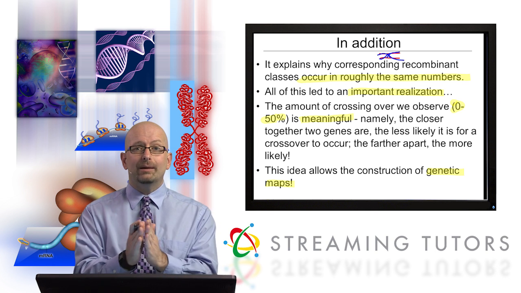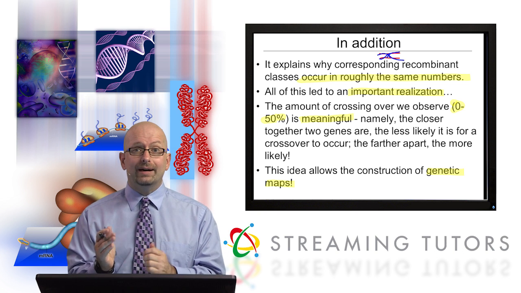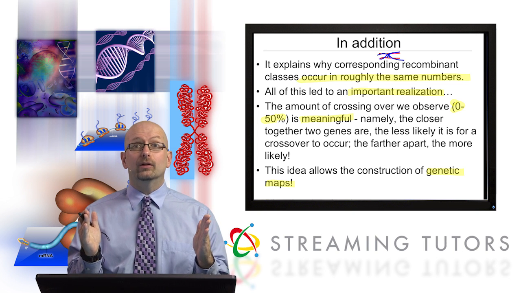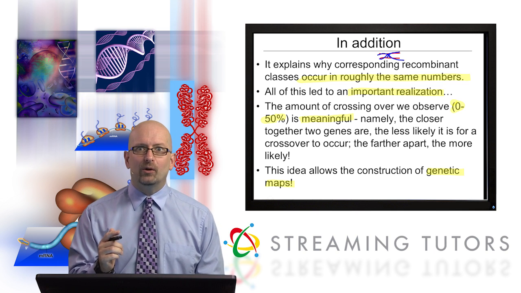But what if it happens 10% of the time, or 20, or 30, or 40? The more often it happens, it tells us something about the location of those two genes with respect to one another on the chromosome. I'll let you think about all that for a while.